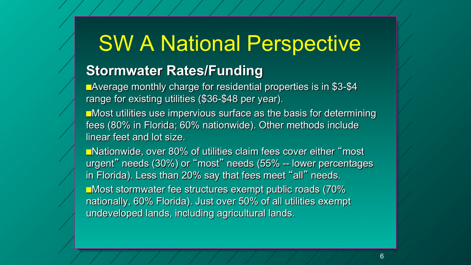With respect to funding, the average monthly charge for residential properties is in the $3 to $4 range for existing utilities, or roughly $36 to $48 per year. That's nationally, and that's not Massachusetts. Your stormwater costs are buried within your general fund taxes for most of the people looking at this video. We'll talk about later the increase in stormwater fees and isolating those in terms of a bill.